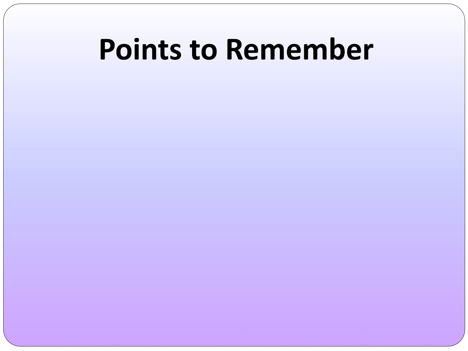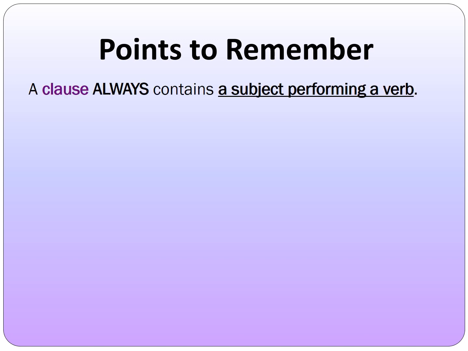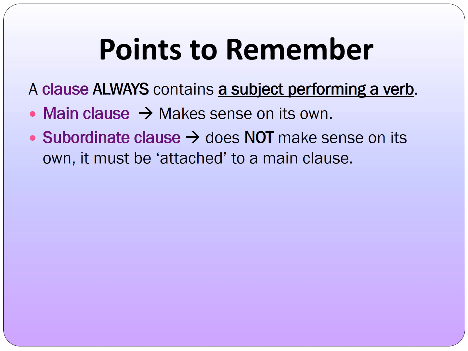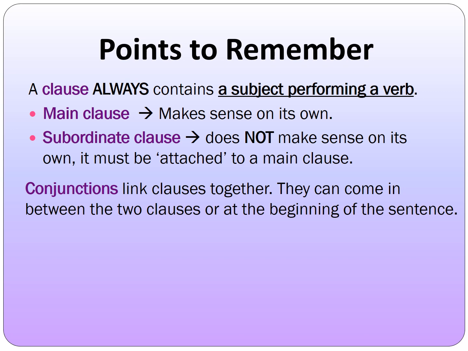Points for you to remember when you tackle these questions. A clause always contains a subject performing a verb. A main clause makes sense on its own. A subordinate clause does not make sense on its own. It must be attached to a main clause. Conjunctions link clauses together. They can come in between the two clauses or at the beginning of the sentence.